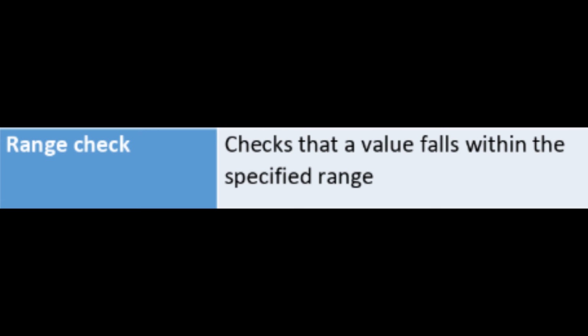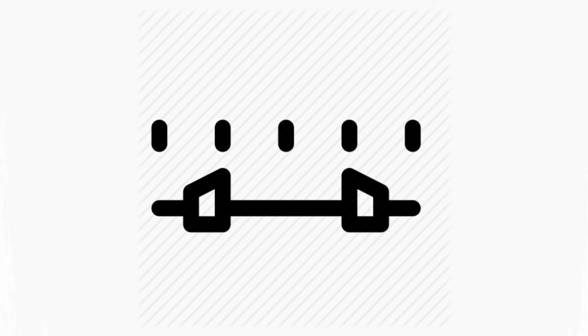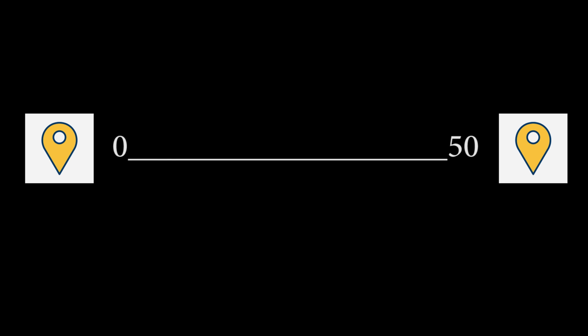Range check. It checks that a value falls within the specified range. For example, number of hours worked must be less than 50 and more than 0. If it is more or less than this number, then this range, it will be rejected.